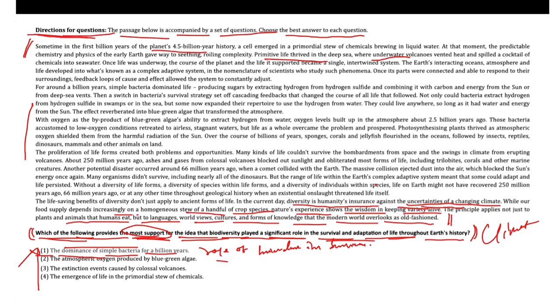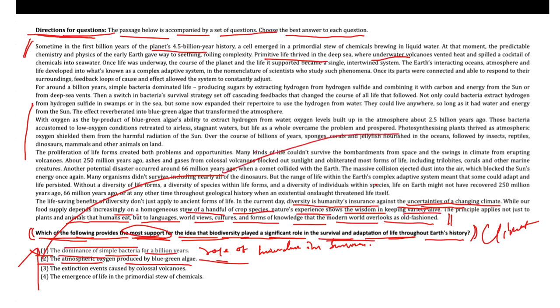Option two, the atmospheric oxygen produced by blue-green algae. If you look into option two, it could be considered correct. Why? Because it is stated that blue-green algae, right, are diverse life forms, isn't it? They played an important role in producing atmospheric oxygen. And this oxygen created a hospitable environment for other life forms to thrive, highlighting the importance of biodiversity.